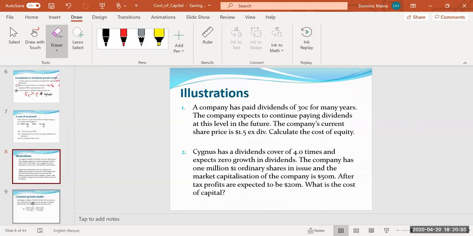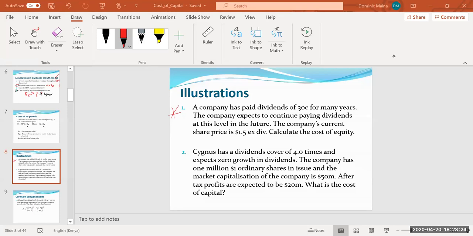Here I have two examples which I want us to go through. Go through question one in the next minute, then we answer it together. For now, just go through question one. I hope we have gone through the question, and we can attempt it together.